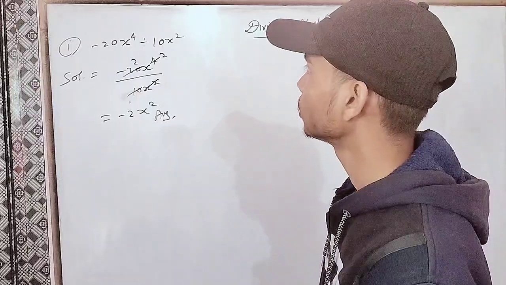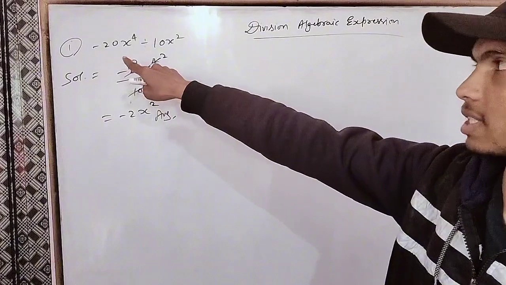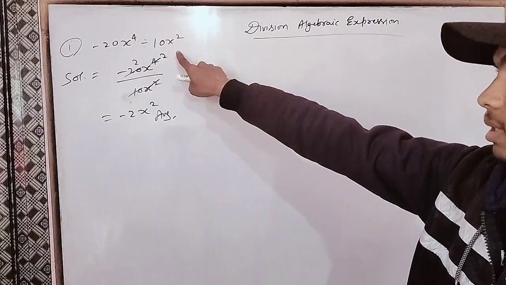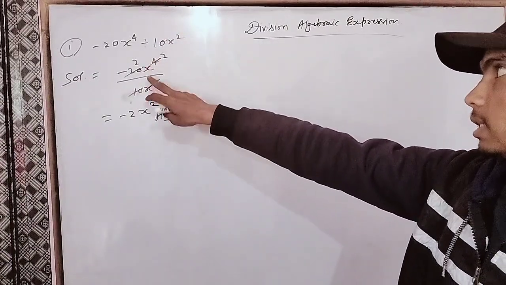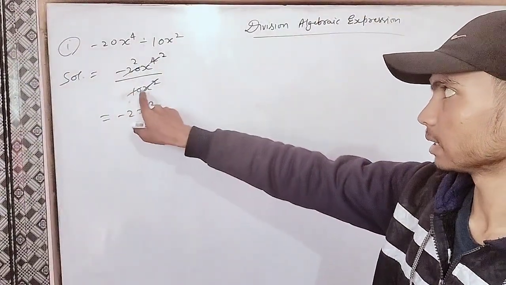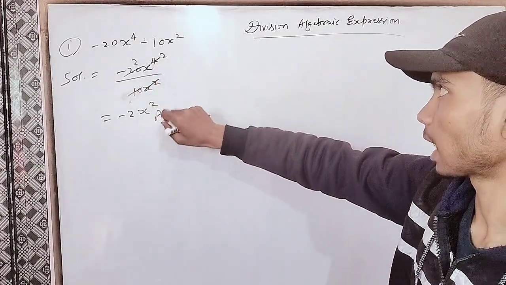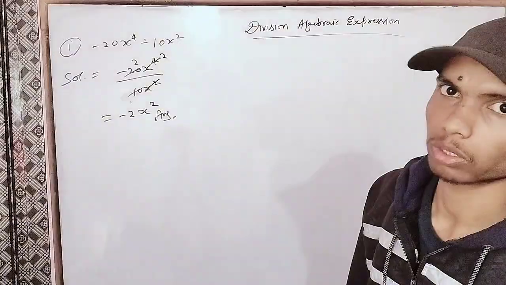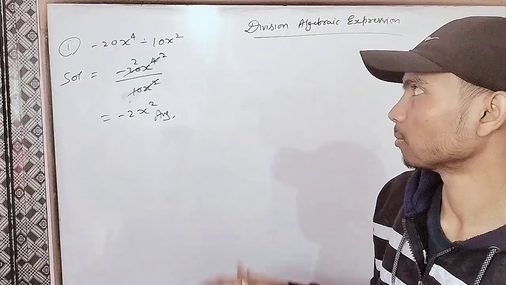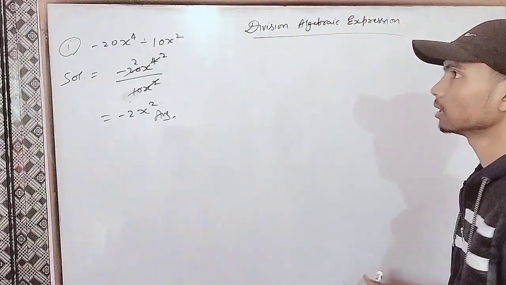Clear? We have two terms: the first is minus 20 x raised to the power 4, and the second term is 10 x raised to the power 2. This is the same way, but written differently. We write it, and x square gets cancelled out by x raised to the power 4. Then we have x raised to the power 2. We did right. Okay. Second.